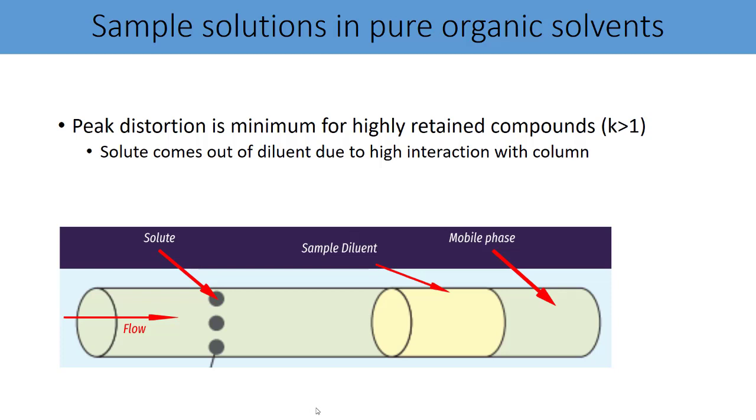So the sample diluent may not influence the peak shape of the solute because the sample diluent is far away from your actual solute molecules. And because of that, you may get a good peak shape even though your solvent strength is much higher as compared to the mobile phase strength.